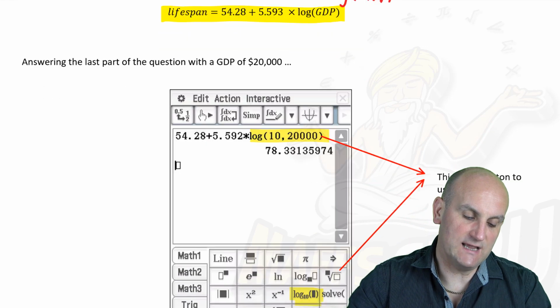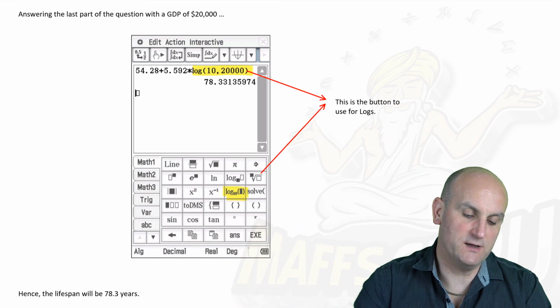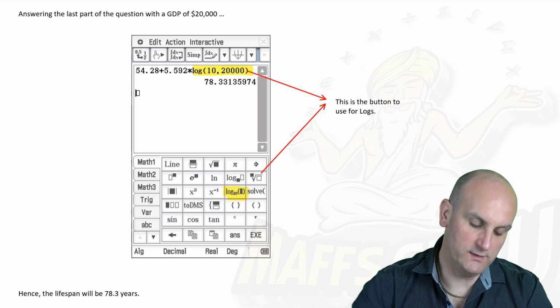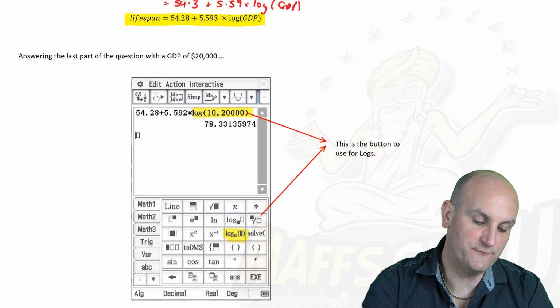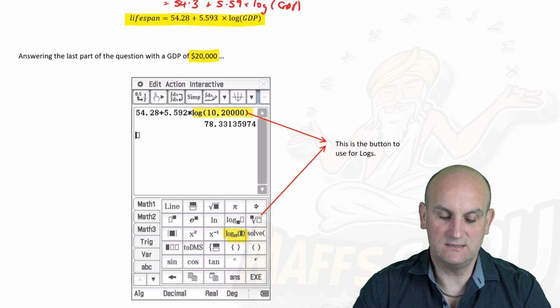The question went on to say, using that information, let's scroll down a little bit, answer the last part of the question with a GDP of $20,000. Well, we knew what the equation was. We had it there. Lifespan is equal to, it wants us to find the lifespan. It's given me the GDP. And so I need to make sure that I type that in.